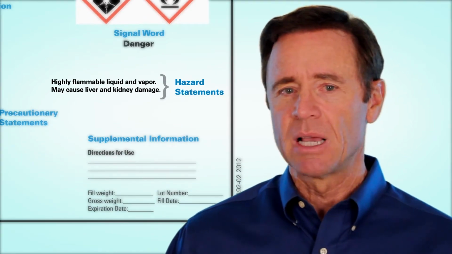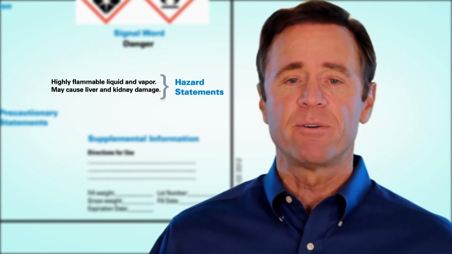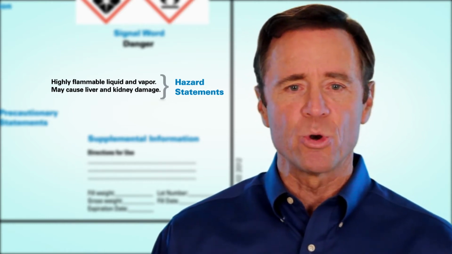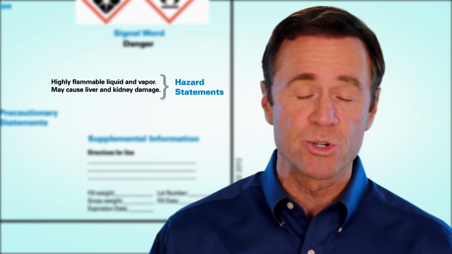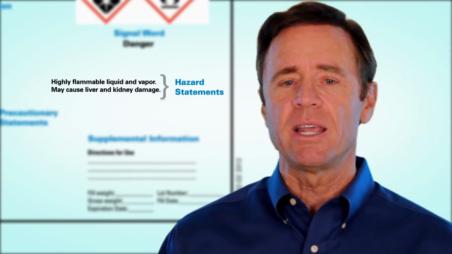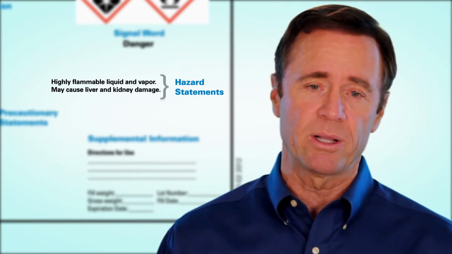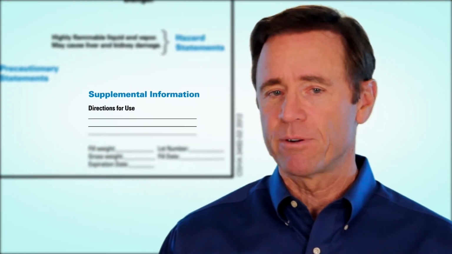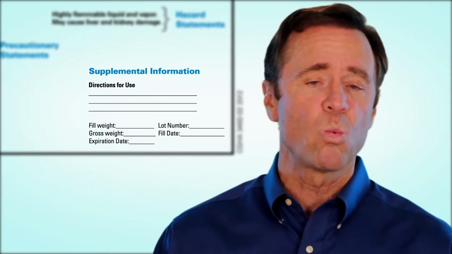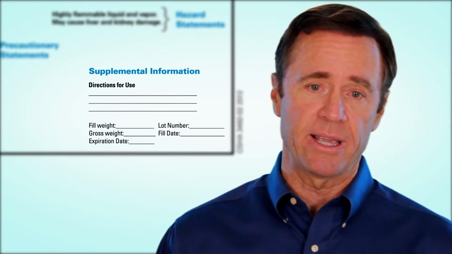Hazard statement. The hazard statement will describe the nature of the hazard. For example, it could state, causes damage to the kidneys through prolonged or repeated exposure when absorbed through the skin. In other words, they are saying, keep it off your skin, and if it gets on your skin, get it off quickly. Supplemental information. This gives important information on how to use, weight, lot number and fill, and expiration dates.